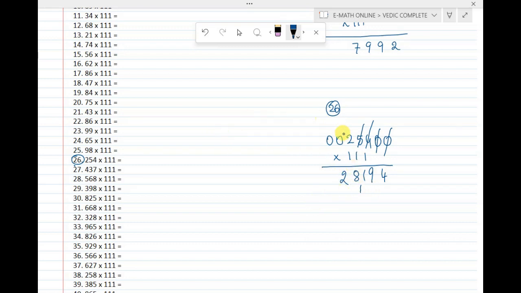Now this is the answer. So cancel this 2. There is no 3 digits available, so the process stops here. So the answer will be 28,194.